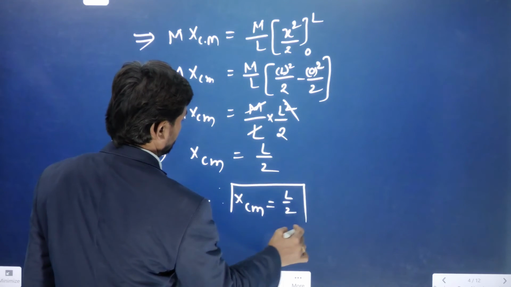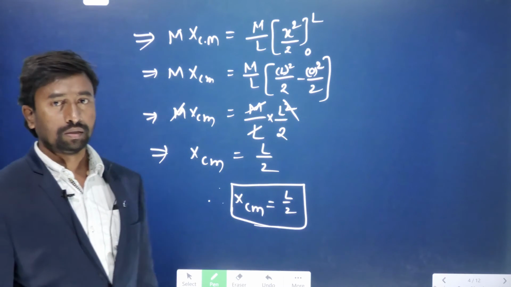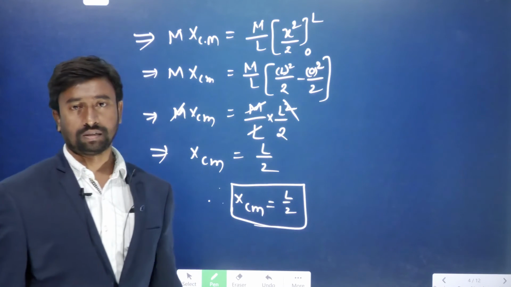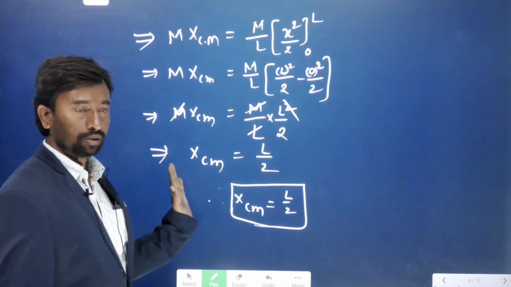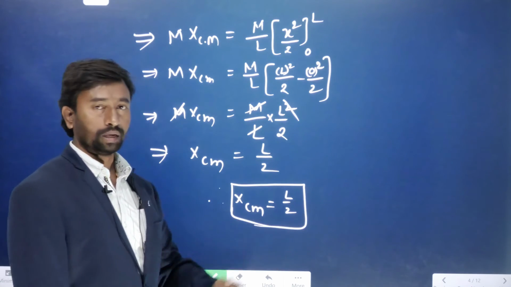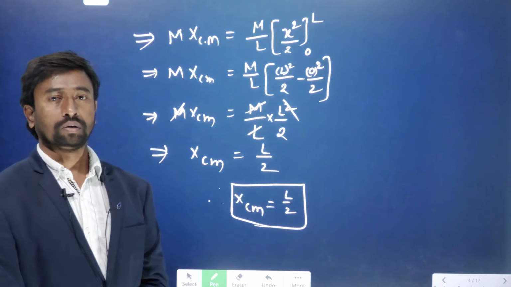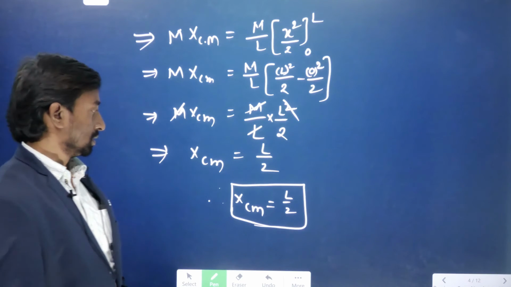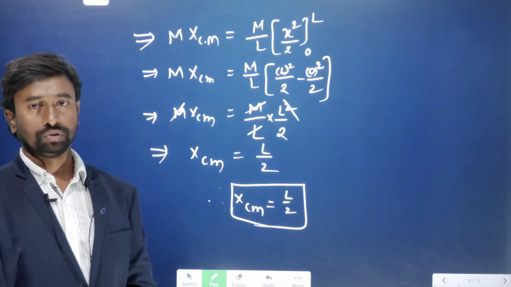Because it is exactly at the middle of the rod, because it is a uniform rod, we got exactly the geometrical center. So the center of mass from one end, from 0, is at L by 2. From the other end also it will be L by 2 only. If the object is a uniform rod, with uniformly distributed mass, then the center of mass coincides with the geometrical center.